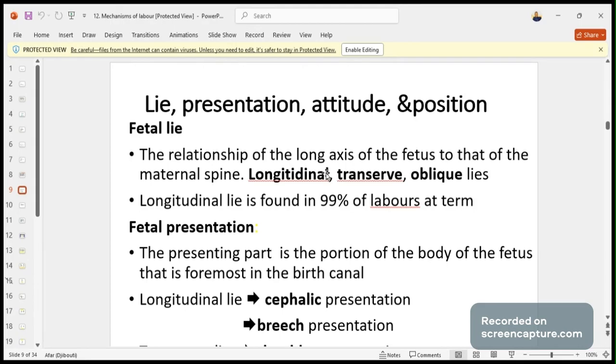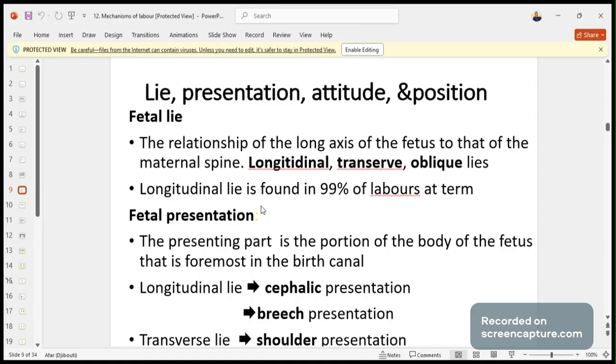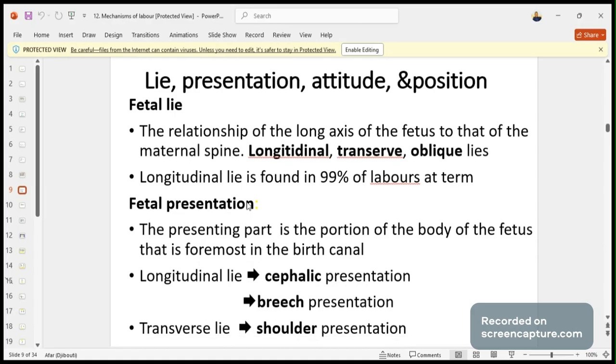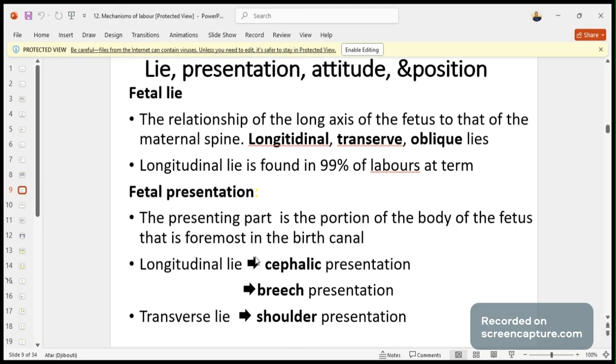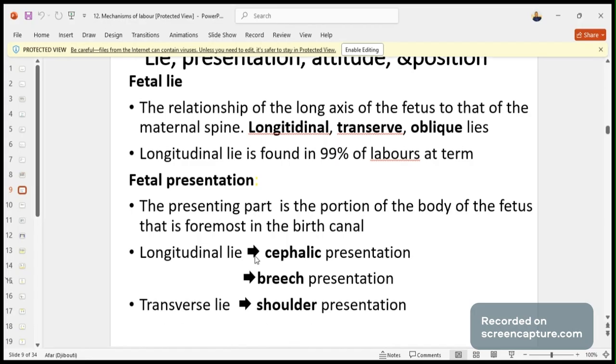Then let's talk about fetal presentation. The presenting part is the portion of the body of the fetus that is foremost in the birth canal, like the one which is coming first. When the fetus has a longitudinal lie, we normally expect to have cephalic presentation or breech presentation. Cephalic presentation, the head is in front. Breech presentation, the sacrum is in front. Amekuja na makalio, breech presentation. Cephalic, kichwa ndio kimetangulia. Talk about the transverse lie. Transverse lie can bring in shoulder presentation.